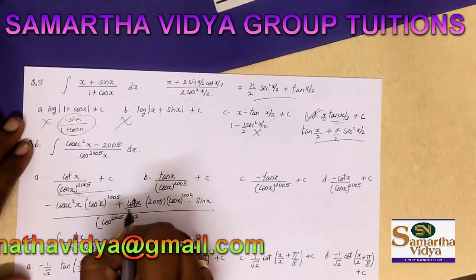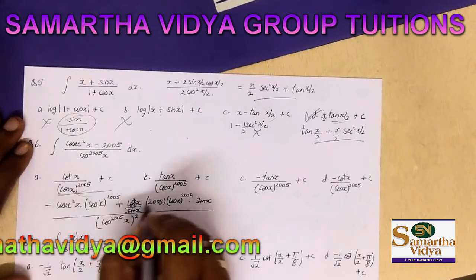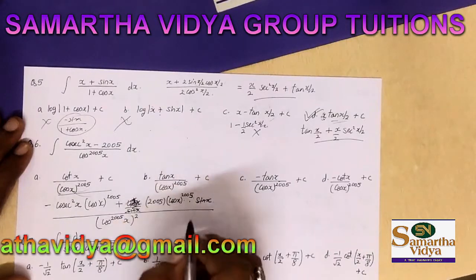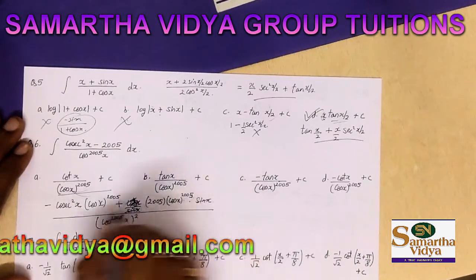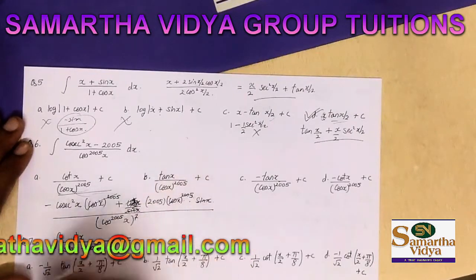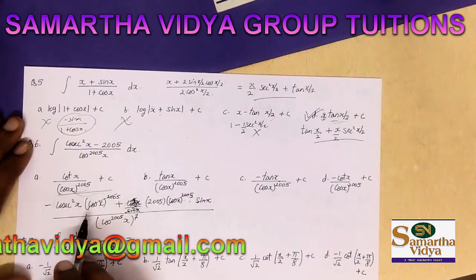cos x upon sin x. So cos x basically cancels out. Cos x into this becomes 2005. So we have cos x raised to 2005 from here and here. So this term gets cancelled with the square term. So this is what we are getting.